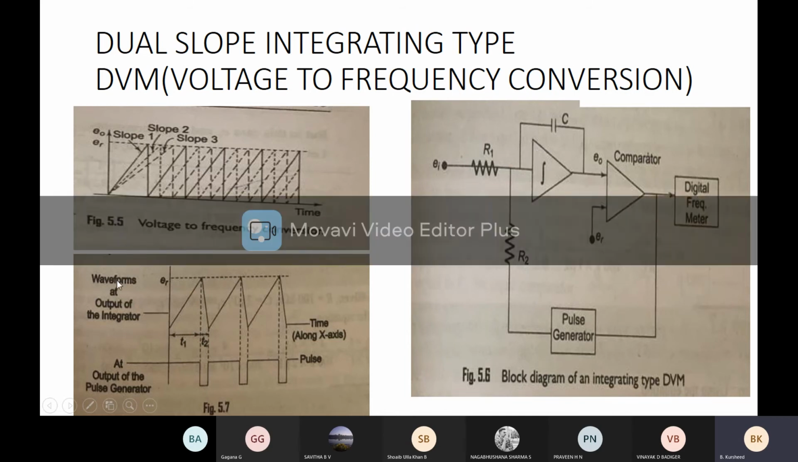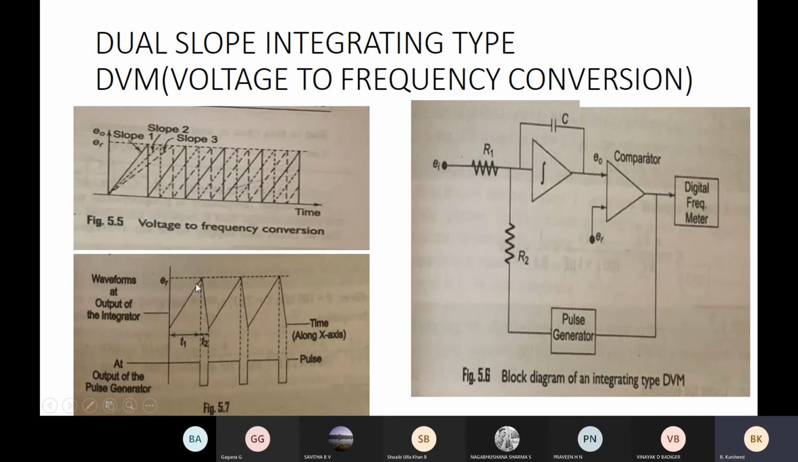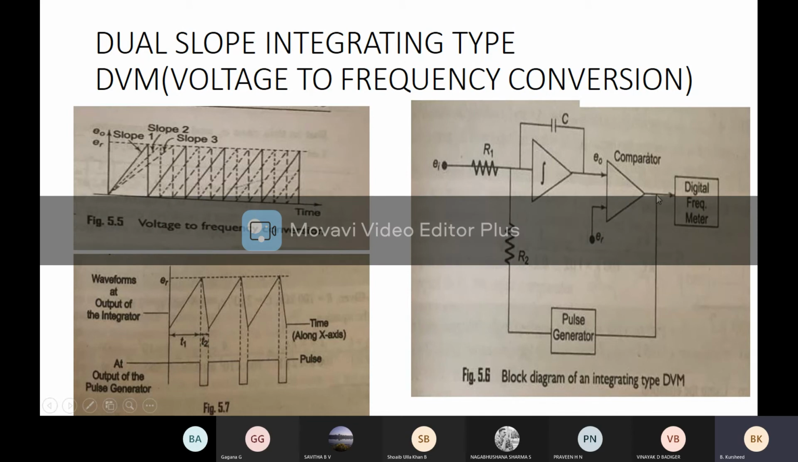See, the waveforms are the output of the integrator. When you view the input, slowly it increases, meaning the capacitor will start to charge. Until where will it charge? Until the reference voltage. Once E0 and ER are equal, if they are equal, what happens? It will come to 0. That 0 will go to a pulse generator. Okay. So what?